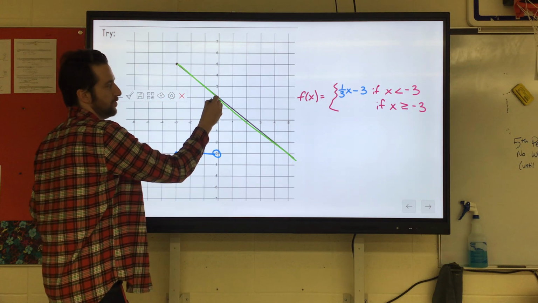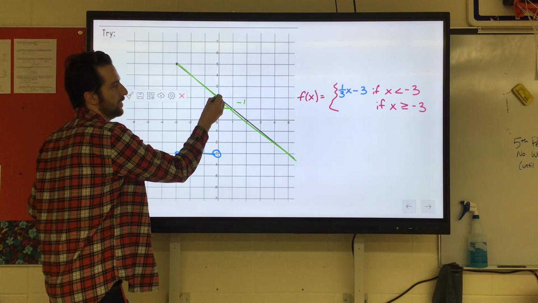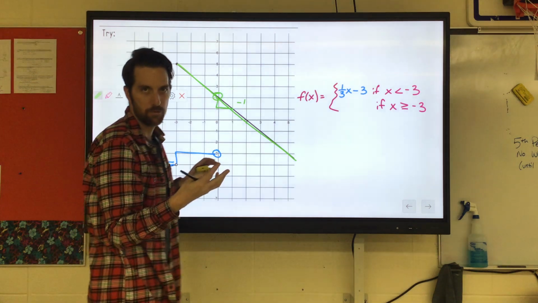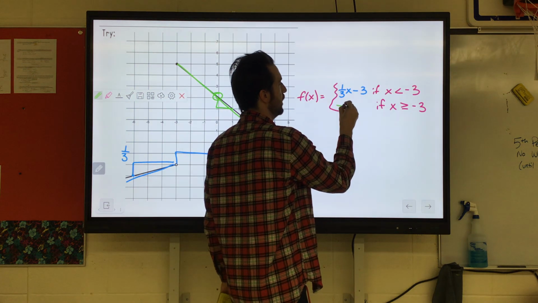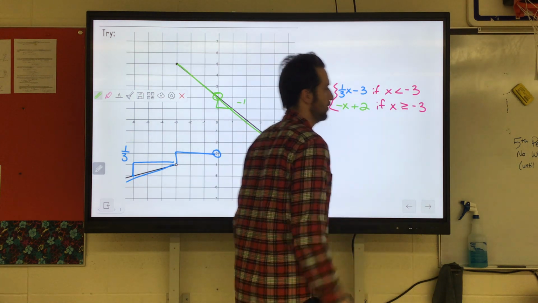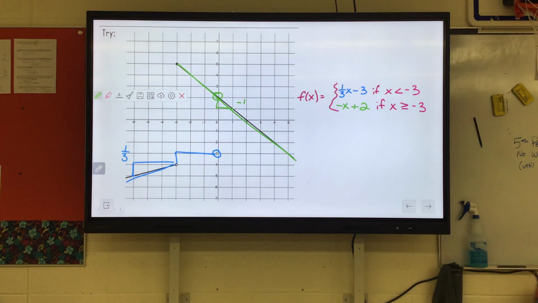So this slope is down 1 over 1. So our slope is -1. And we can clearly see that it just intercepts the y-axis at 2. So -1x plus 2, or -x plus 2. Look at us, piecewise in those functions. That's just how we do.